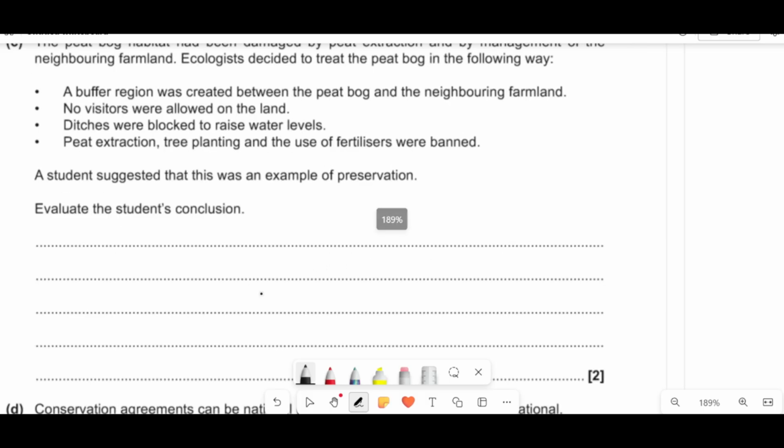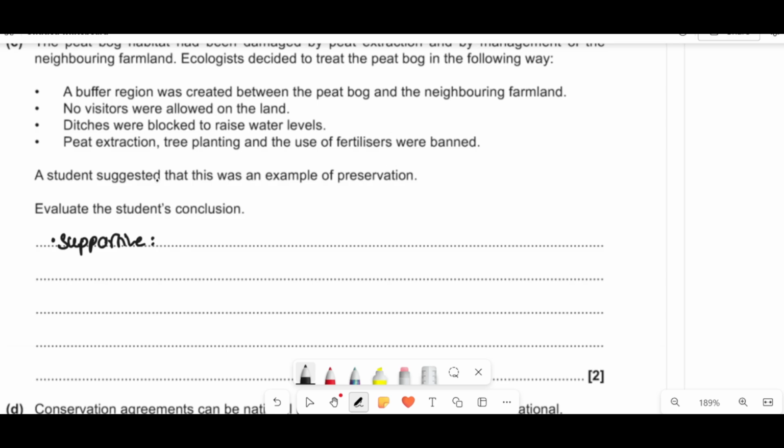So evaluate their conclusion. When it says evaluate, what's supporting it, what's contradicting it, right? So if we're looking at supportive statements, remember that preservation is where you are doing nothing. You are just leaving it the way it is. You're not removing anything. You're not putting anything back in, and you're stopping humans from doing anything, right? And you're just leaving it to do its natural thing, right? Whereas conservation is different, because conservation is where you're actively doing things to manage that.